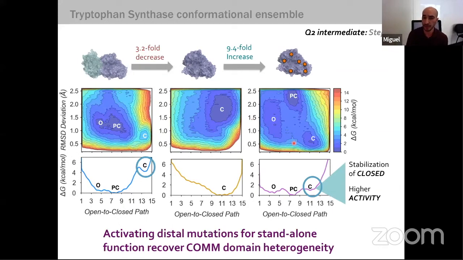Finally, we analyzed the free energy landscape of the directed evolution variant, and we observed a recovery of the conformational heterogeneity, since open, partially closed, and closed states are visited again. Additionally, the great stabilization of the closed state explains the higher activity that this evolved variant displayed.